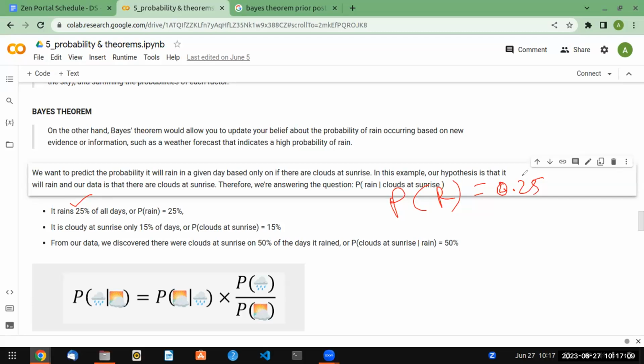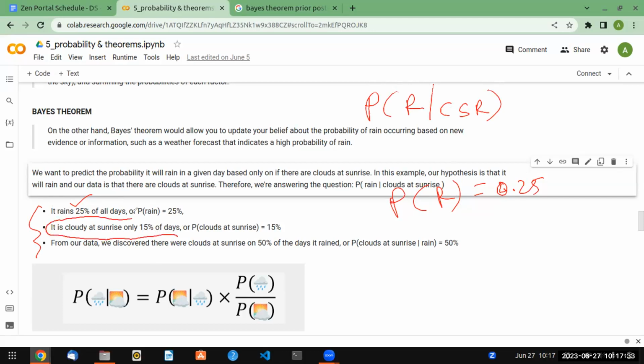So this 25% of rain was already given to us. Based on this given data, what are you calculating? Probability of rain given CSR. This you need to calculate. What data is given? It rains 25% of days. That means probability of rain. It is cloudy at sunrise only 50% of the days.